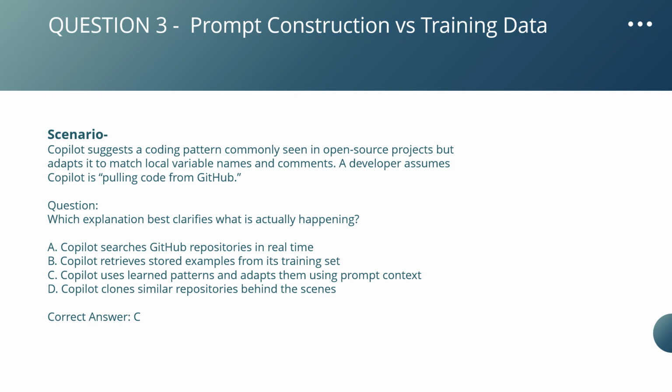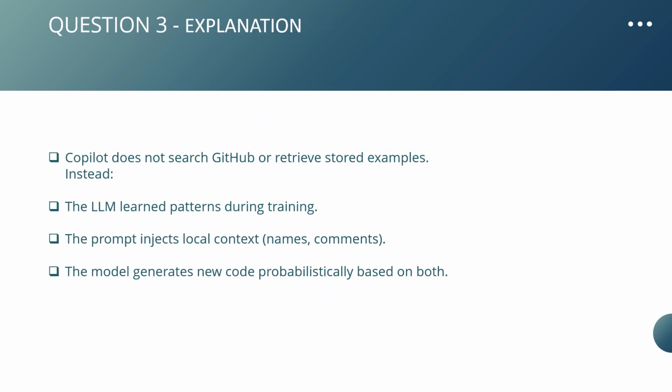Correct answer: C. Explanation: Copilot does not search GitHub or retrieve stored examples. Instead, the LLM learned patterns during training. The prompt injects local context, names, comments. The model generates new code probabilistically based on both.